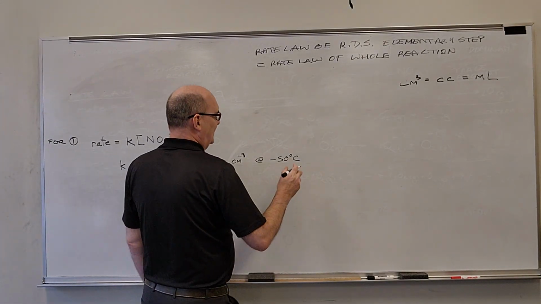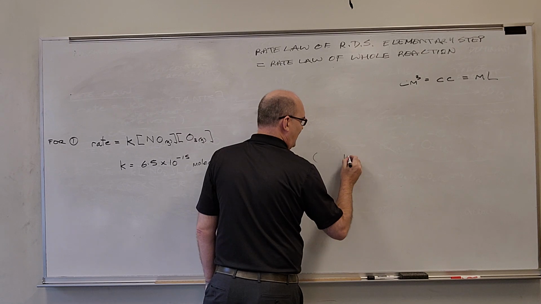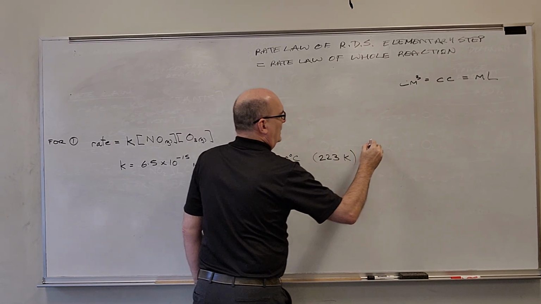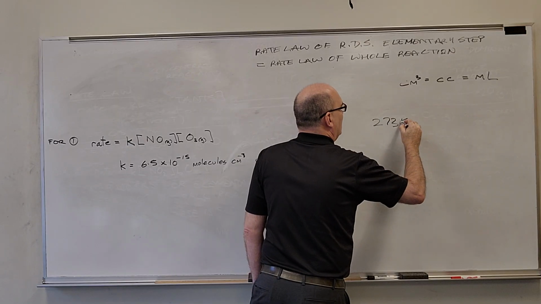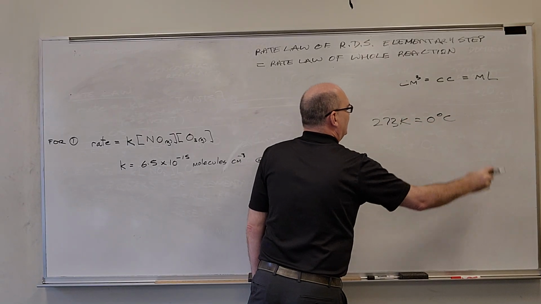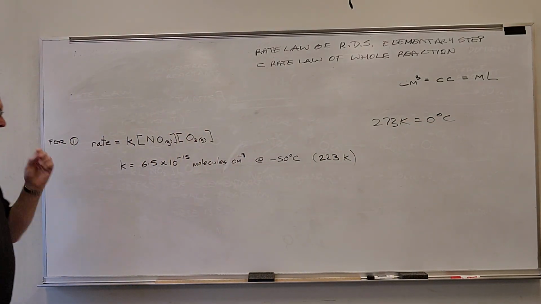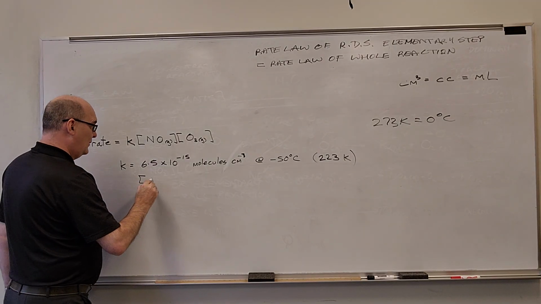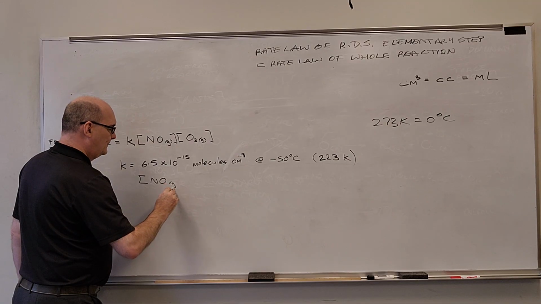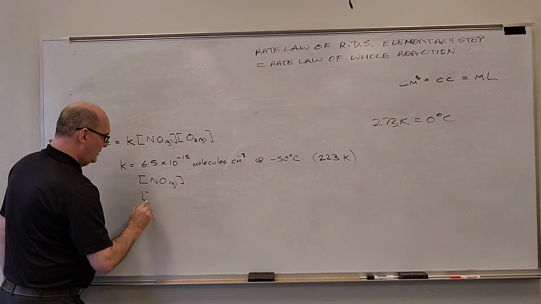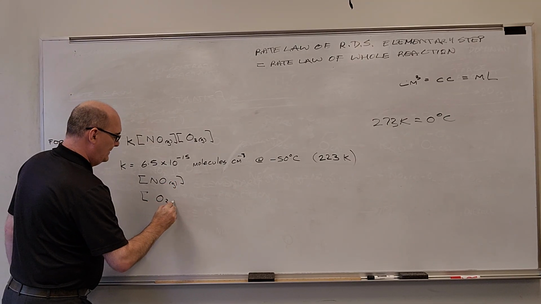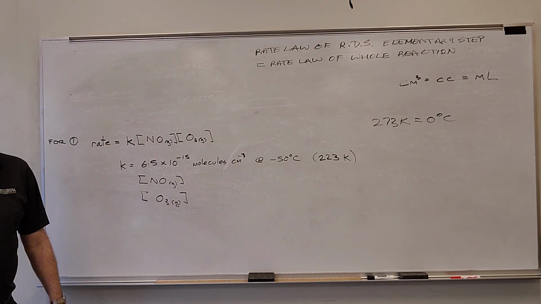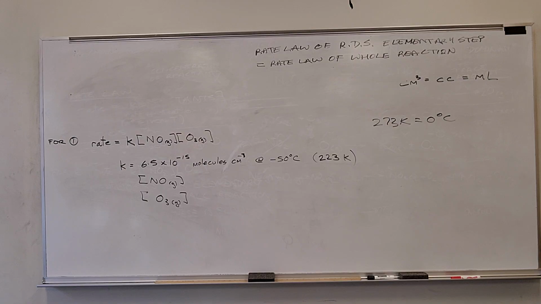What is negative 50 degrees Celsius in Kelvin? Just for the sake of doing it on the board. 223? 273 Kelvin is 0 degrees Celsius. That's my conversion factor. All right, so K is this. If I know the value of NO concentration, and I know the value of O3 concentration, square brackets means concentration, then I could find the rates.